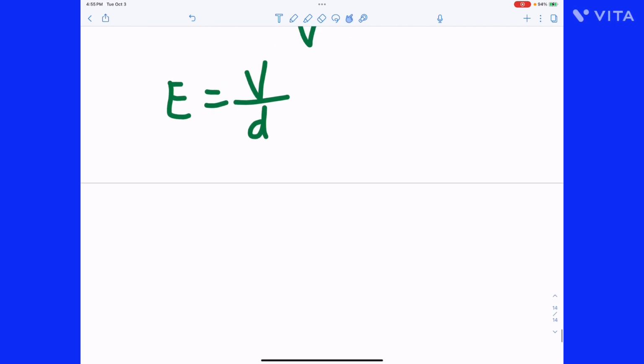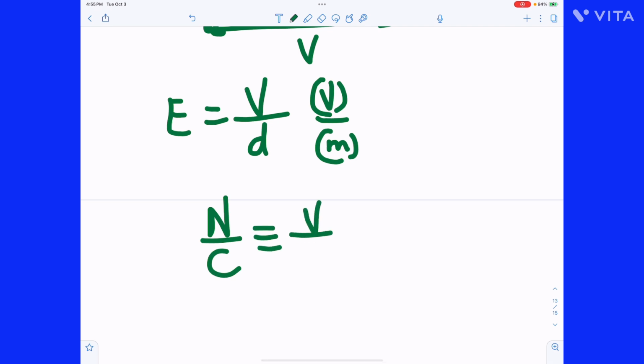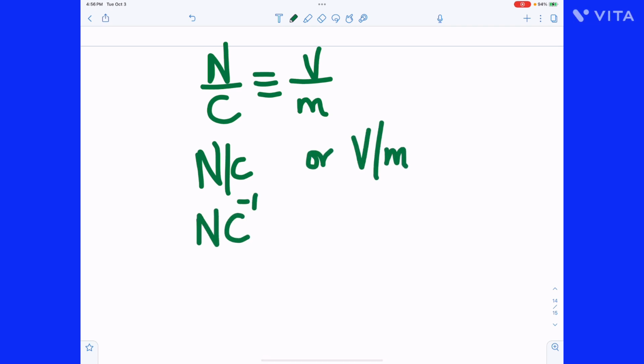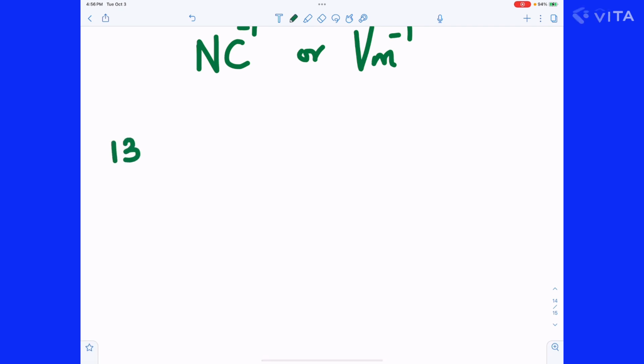So, sometimes electric field intensity is given in volts per meter. Voltage, PD is measured in volts, distance is measured in meters. That means the SI unit, Newton per Coulomb, is synonymous to volt per meter in electric field. So we can write the SI unit of electric field strength as N per C, or as NC raised to power -1, or as volt per meter, or volt meter raised to power -1. So that's number 12. Let's go to question 13.